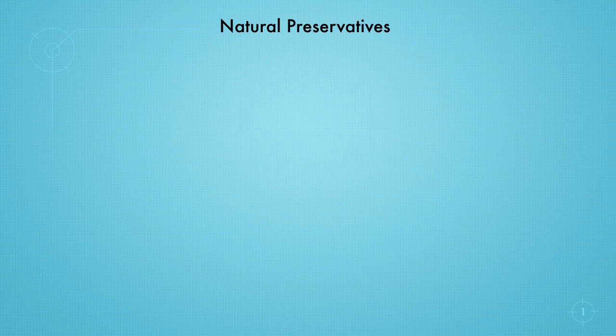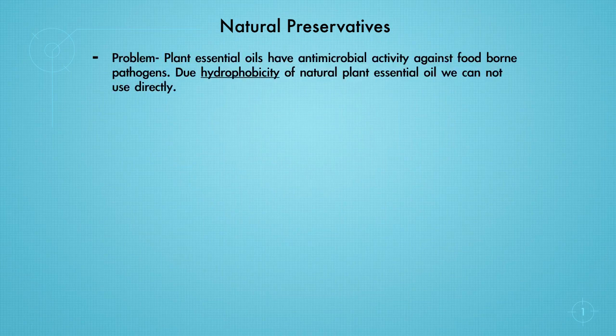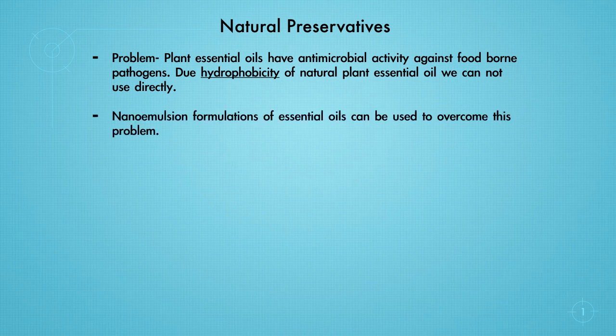So now let's see how we can use natural preservatives. After knowing this technology of nanoemulsification, it's now possible to use natural preservatives in our regular diet. The problem was that plant essential oils have antimicrobial activity against foodborne pathogens, but due to the hydrophobicity of natural plant essential oil, we cannot use it directly in our food. But nanoemulsion formulation of essential oil can be used to overcome this problem.